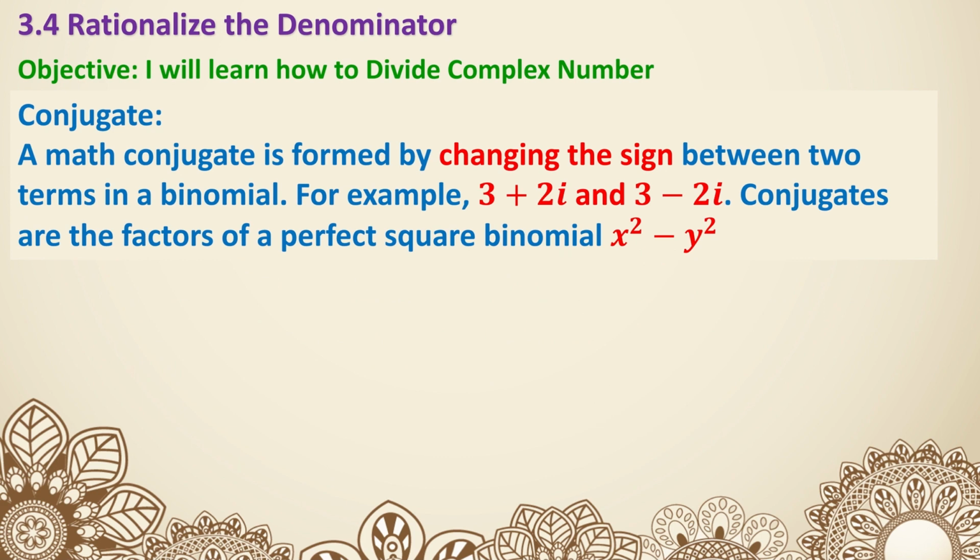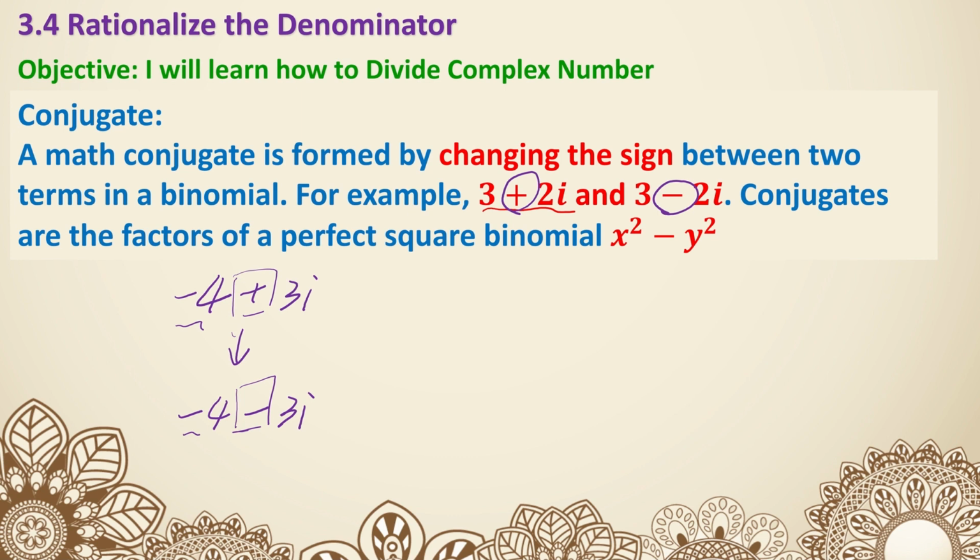Between two terms in a binomial. For example, 3 plus 2i and 3 minus 2i. So as you can see, plus, minus. Even if you have negative 4 plus 3i, when you write the conjugate, it's going to be negative 4 minus 3i. The key is the sign in the front does not change, just the sign in between is going to be changing. That is the conjugate.